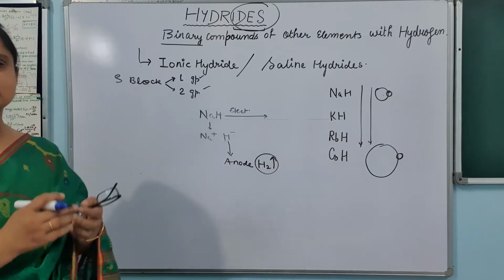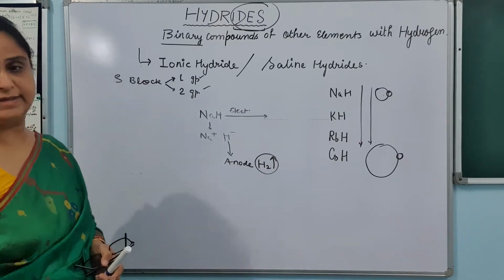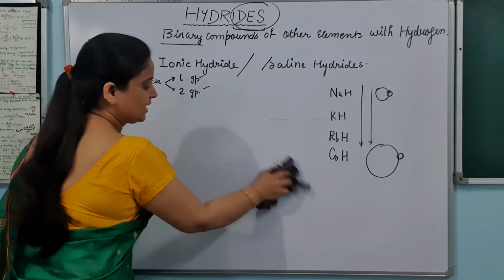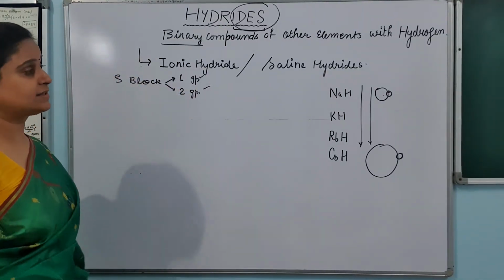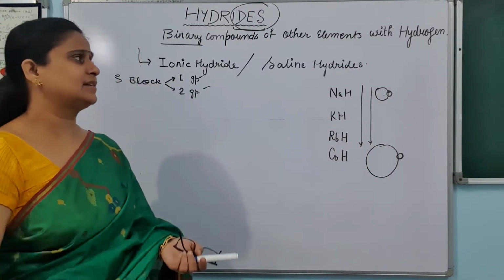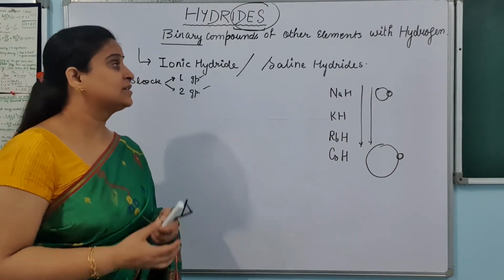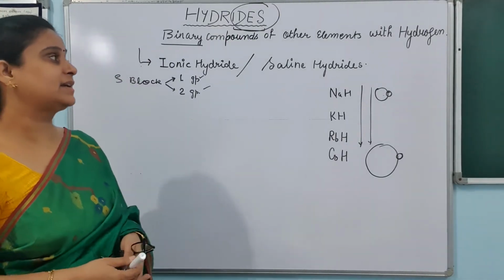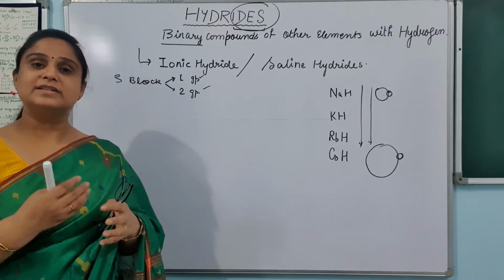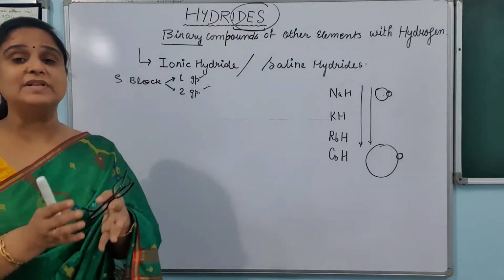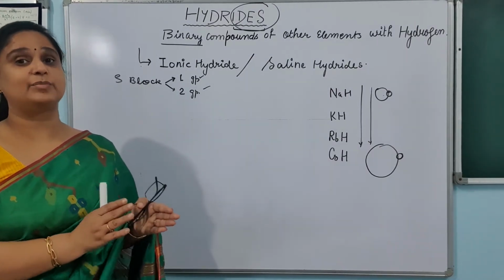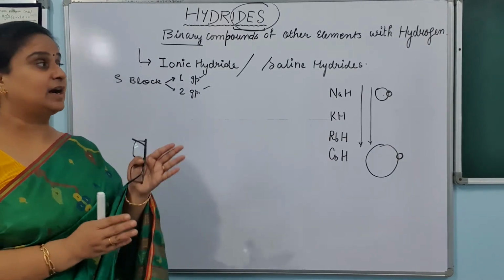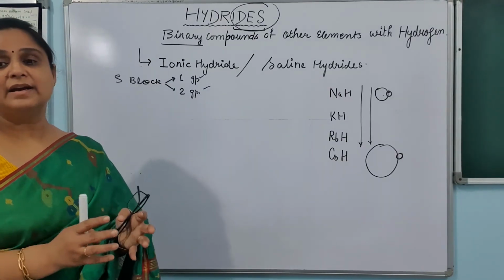Okay. Now let's talk more about the hydrides. As I told you, these hydrides are also known as saline hydrides. Saline means salt-like. Why are they known as saline hydrides? The simple reason is that their crystalline structure resembles the structure of sodium chloride, which is the salt present in the sea. That is why they are also named saline hydrides.